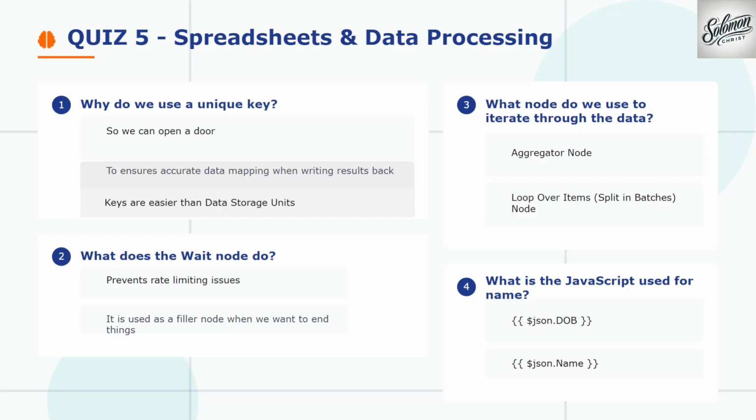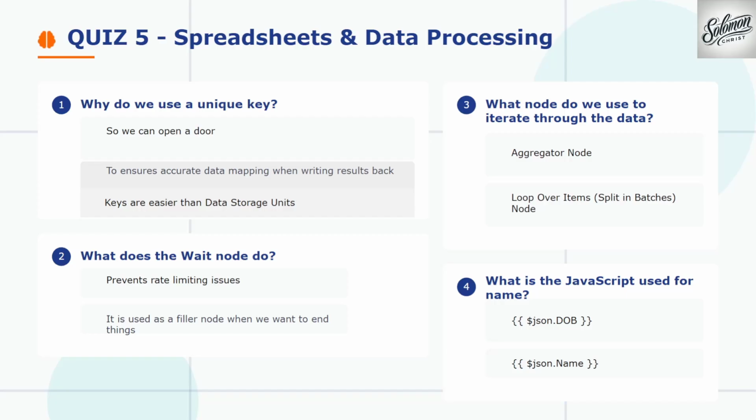Number 2, what does the wait node do? Does it prevent rate limiting issues? Or is it used as a filler node when we want to end things? If you said it prevents rate limiting issues, you're right.